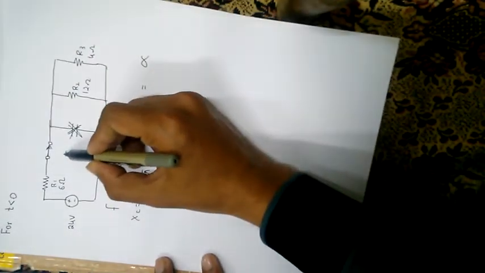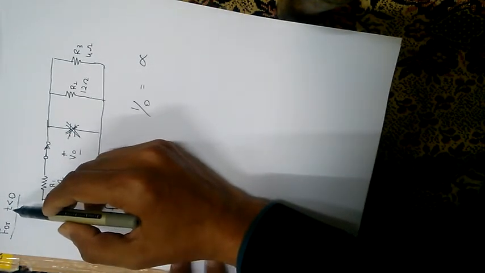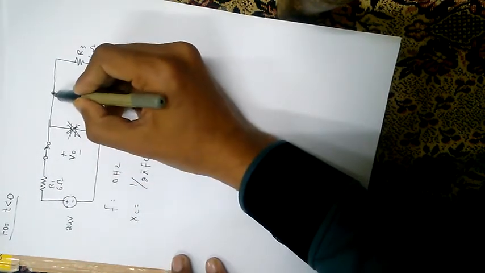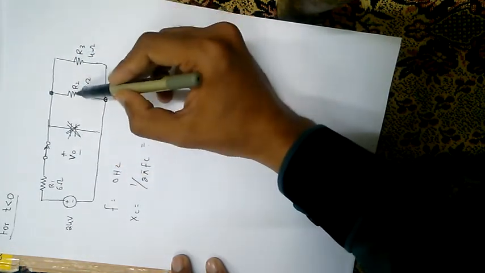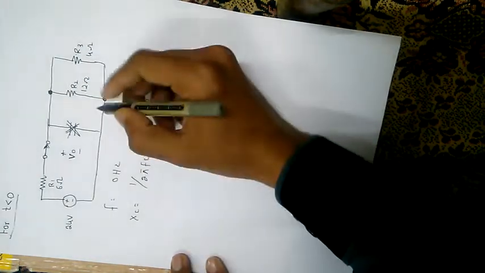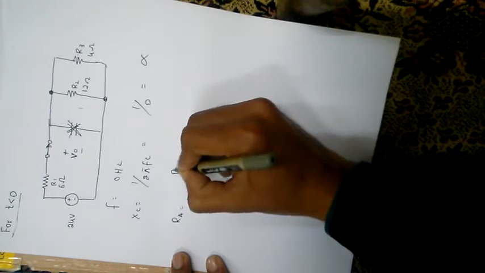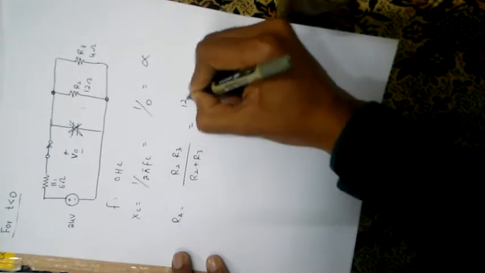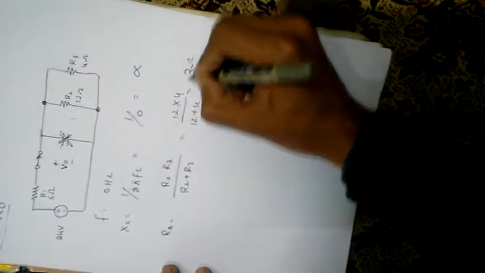So what is the initial voltage? As I have already stated, for t less than 0, we find V0, that is the initial voltage. If we find the voltage across these two points, it will be equal to V0. These two resistors are in parallel combination. Now we can solve this using the formula. Let's suppose their equivalent resistance, I name it RA, is equal to R2 R3 divided by R2 plus R3. So 12 into 4 divided by 12 plus 4 will be equal to 3 ohm.